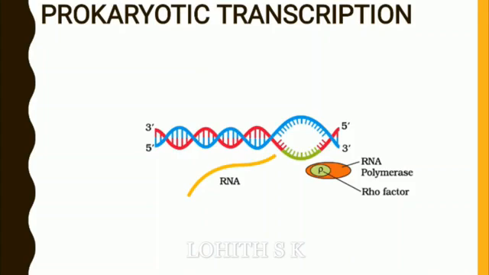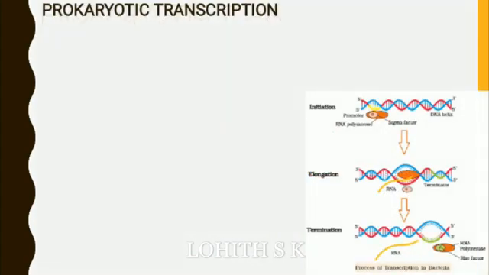So like this, prokaryotic transcription takes place, and the resulting RNA molecule may be either rRNA or mRNA or tRNA, depending on the information present in the prokaryotic gene or the transcriptional unit. So this is regarding prokaryotic transcription. Let me give the important points regarding this particular topic.